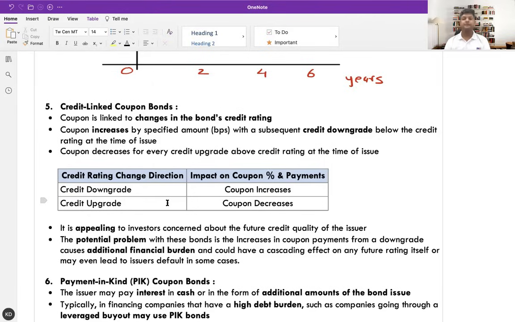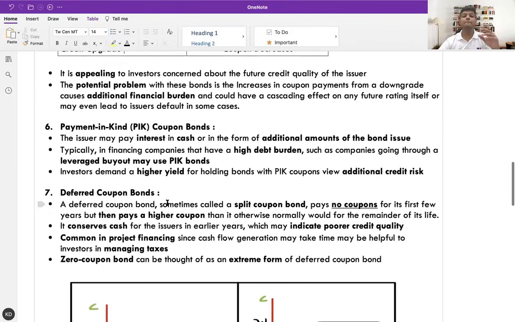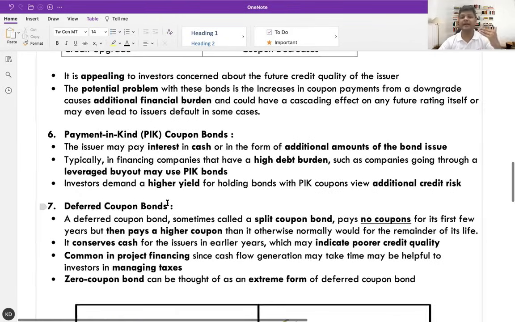Okay. Now, let's understand another type of coupon, which is generally used when the company is facing financial distress. That's called PIK coupon bonds, or payment in kind. Here, when the company does not have money to pay you back, what will the company do? Instead of paying you in cash, it will pay you in kind. What can be paid in kind? Well, the company can issue you further bonds.